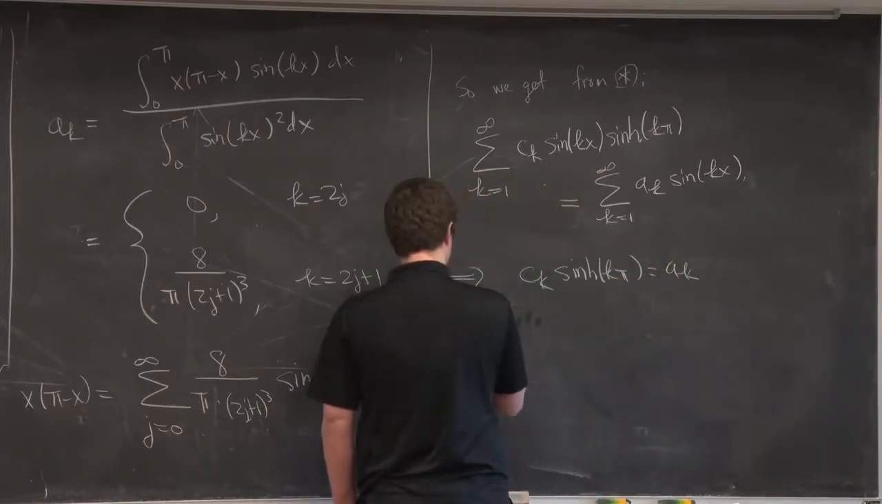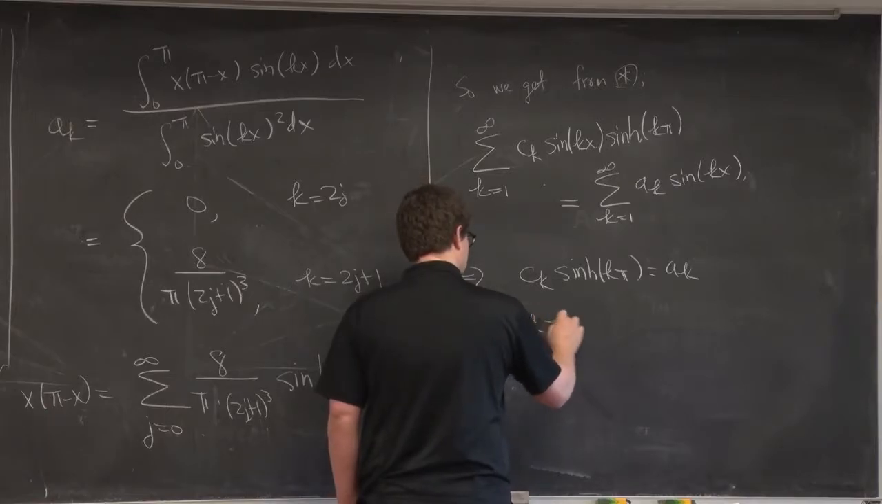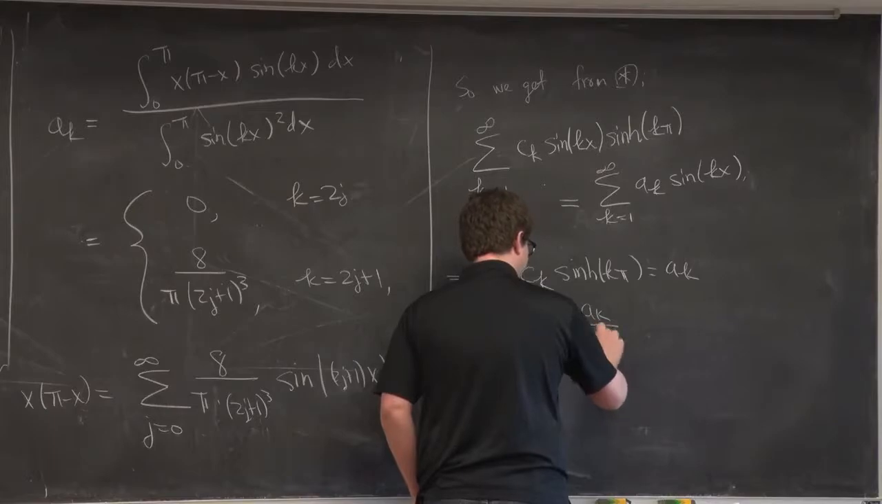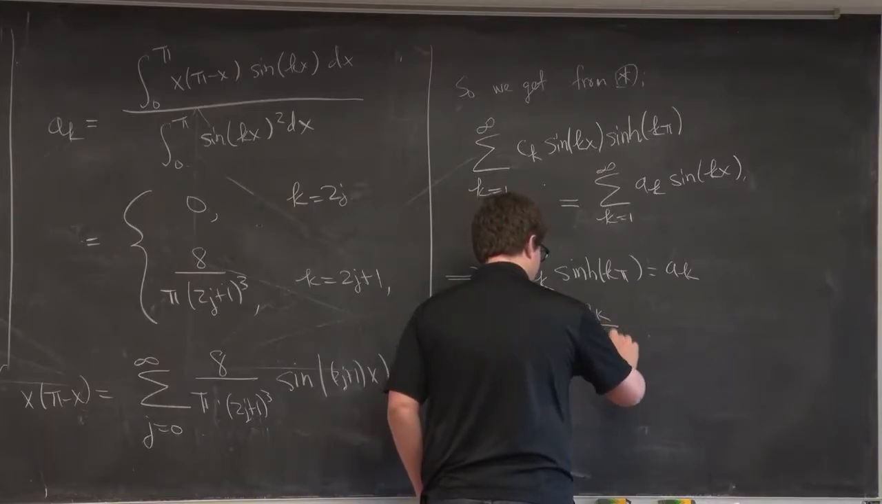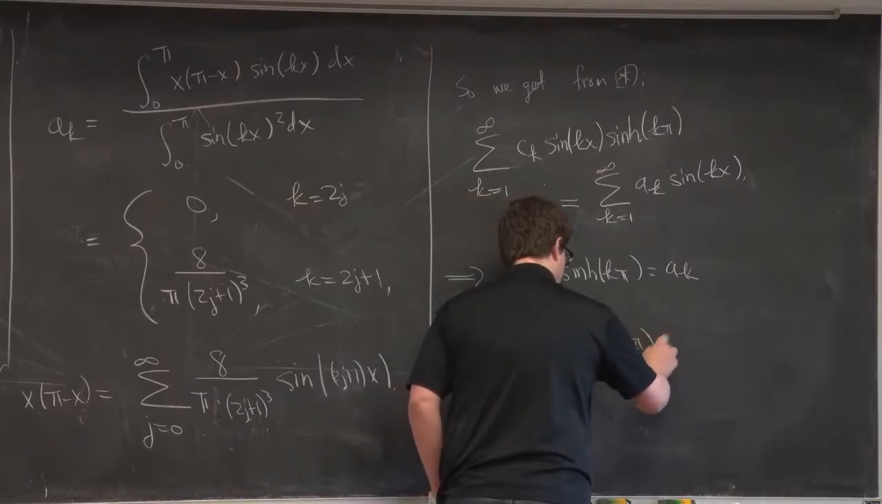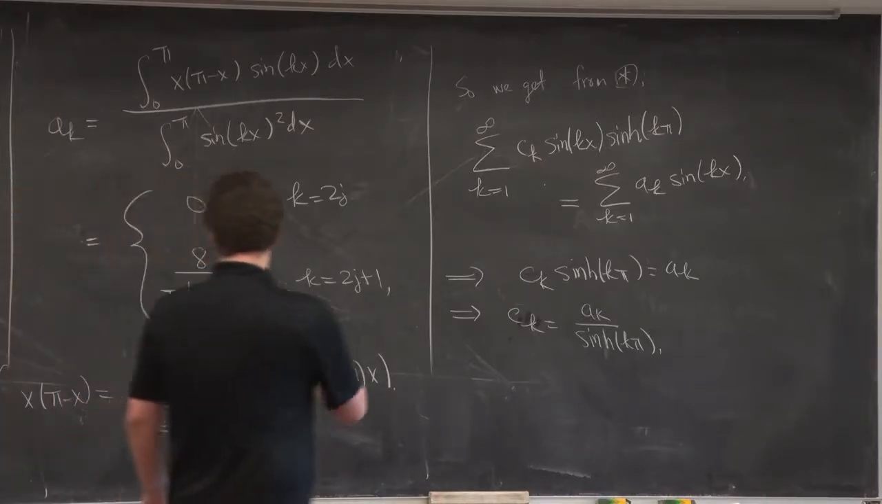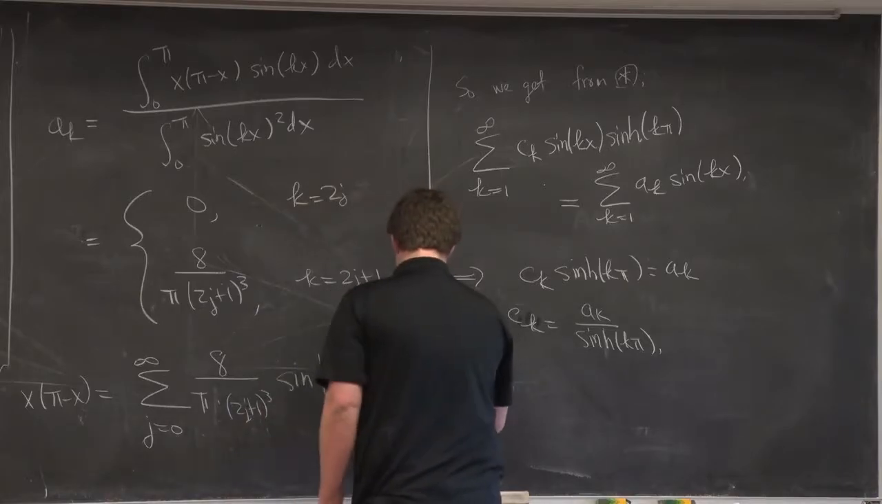Okay, and so this tells us that c_k is equal to a_k over hyperbolic sine of k pi. And this allows us to write down the complete solution of our equation here. So we only get this part. So we only get the odd terms.